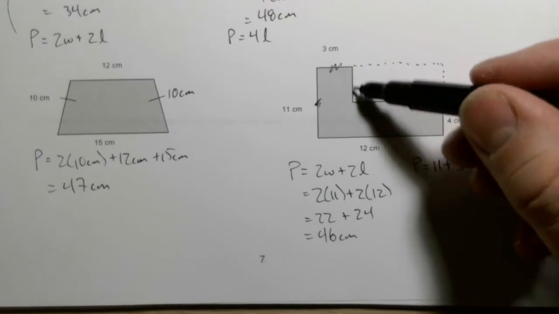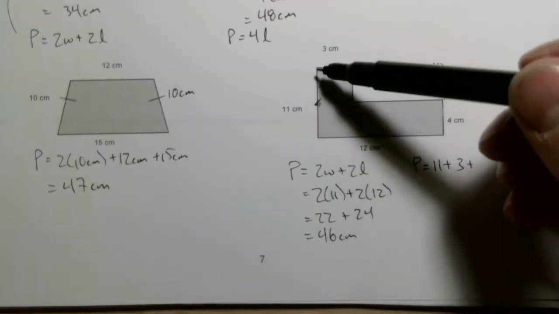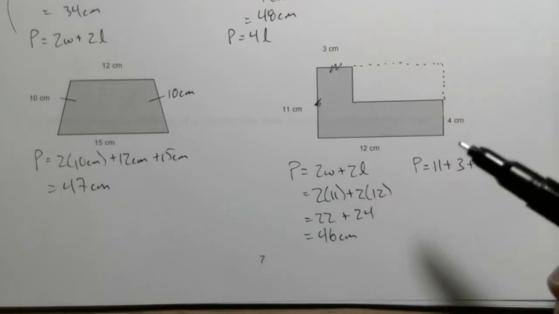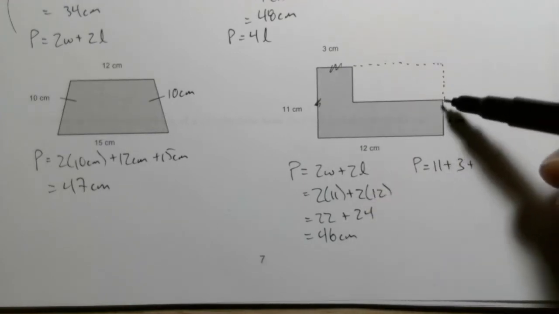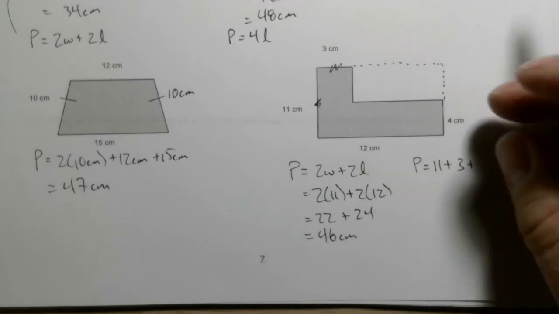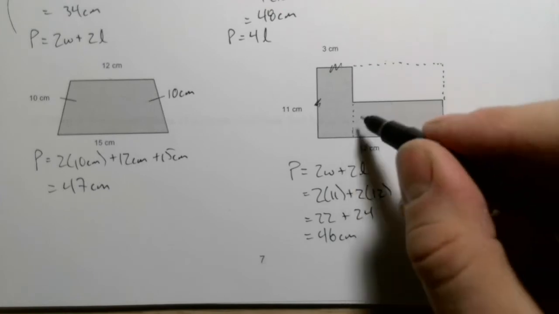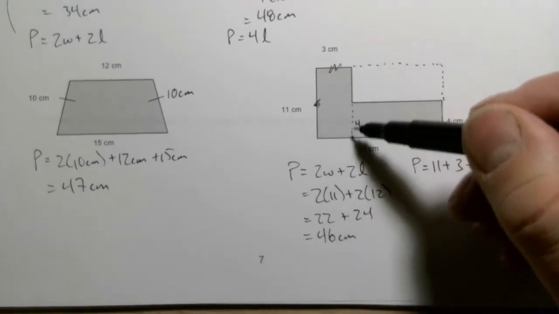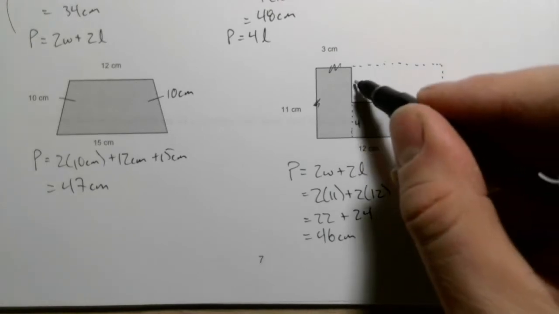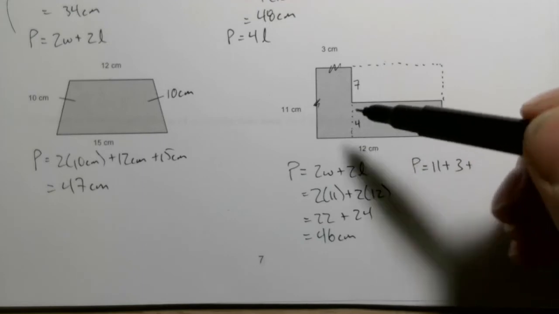Now, this distance right here, I don't know what it is. Now, I know that the overall distance from the top to the bottom is 11. And I know that this distance over here is going to be 4. Meaning that this distance right here from that line to this line is going to be 4. So overall, this is 11. This little bit is 4 here. Well, that means that this must be 7. Because 7 and 4 get you 11.